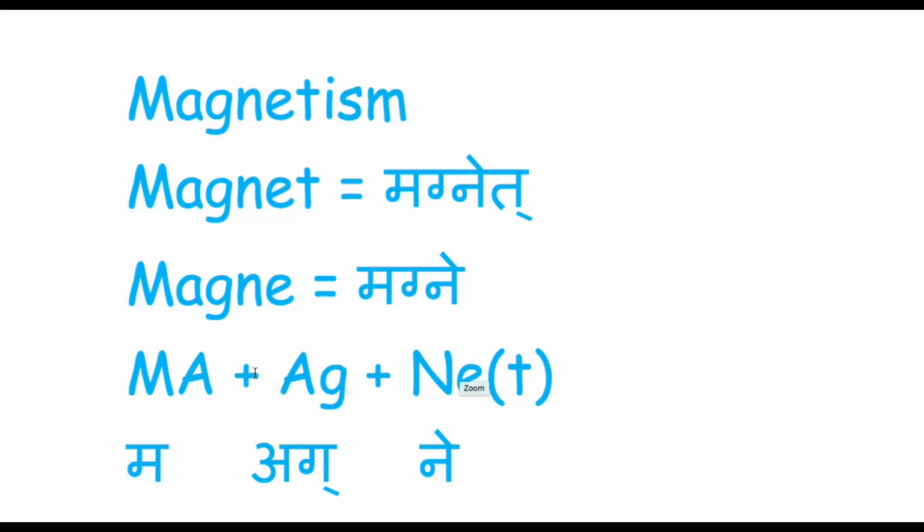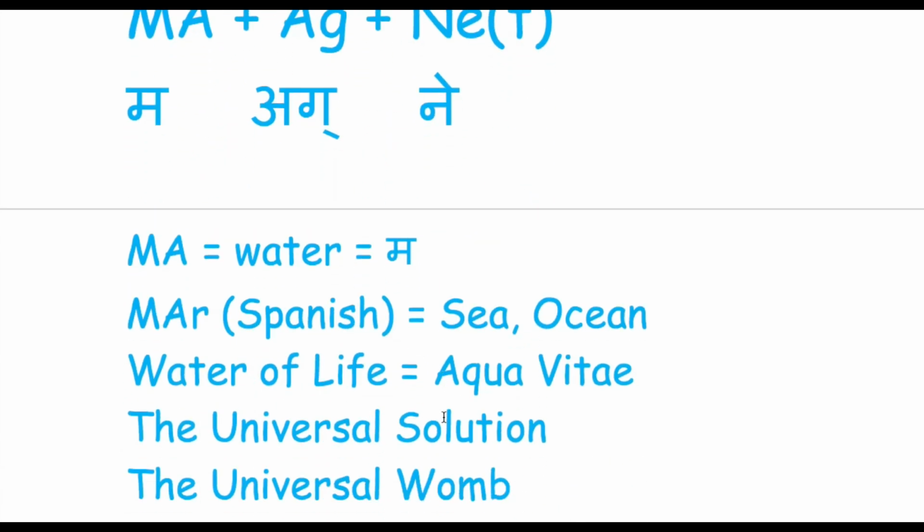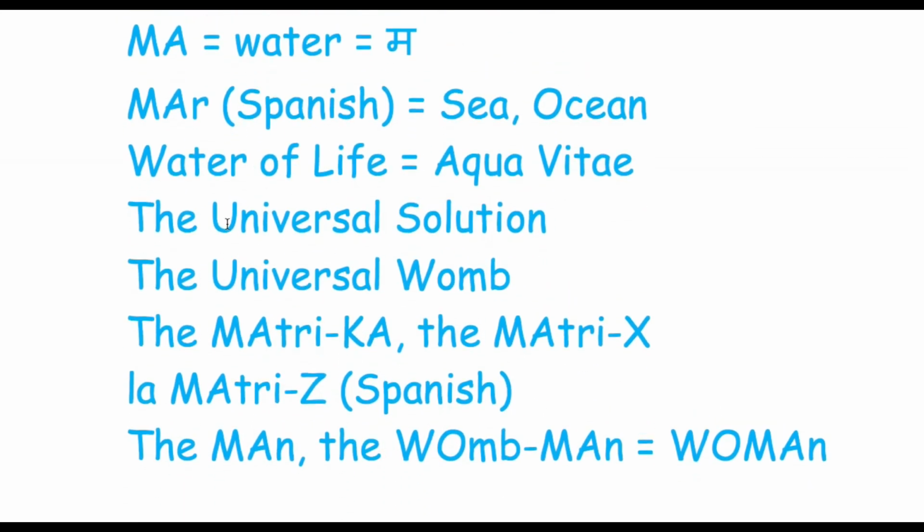So when you add the ma and the ag, it becomes mag. That's a contraction that's very common in Sanskrit. So ma, ag, net, okay? And then, so here we go. Ma means so many things in Sanskrit. I could do a whole video on it. You could talk about that endlessly, but I'll do a quick, brief thing.